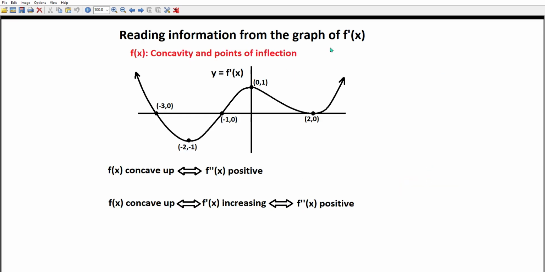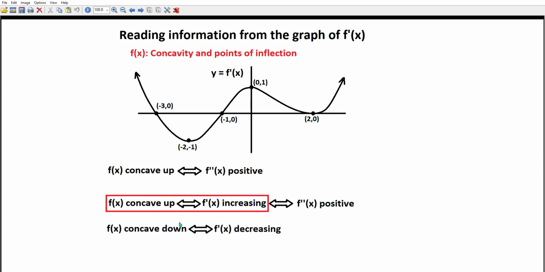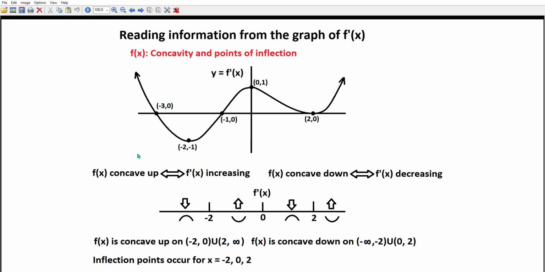If we have a graph of y equals f prime of x, finding concavity and points of inflection is even easier. So let's remember that f is concave up when f double prime is positive, but that's f concave up, f prime increasing, f double prime positive. And since we've got a graph of f prime, the key idea here is that f of x is going to be concave up where this graph is increasing. And the same idea, f of x is concave down where f prime of x is decreasing. So we're just going to look at this graph and read that information off.